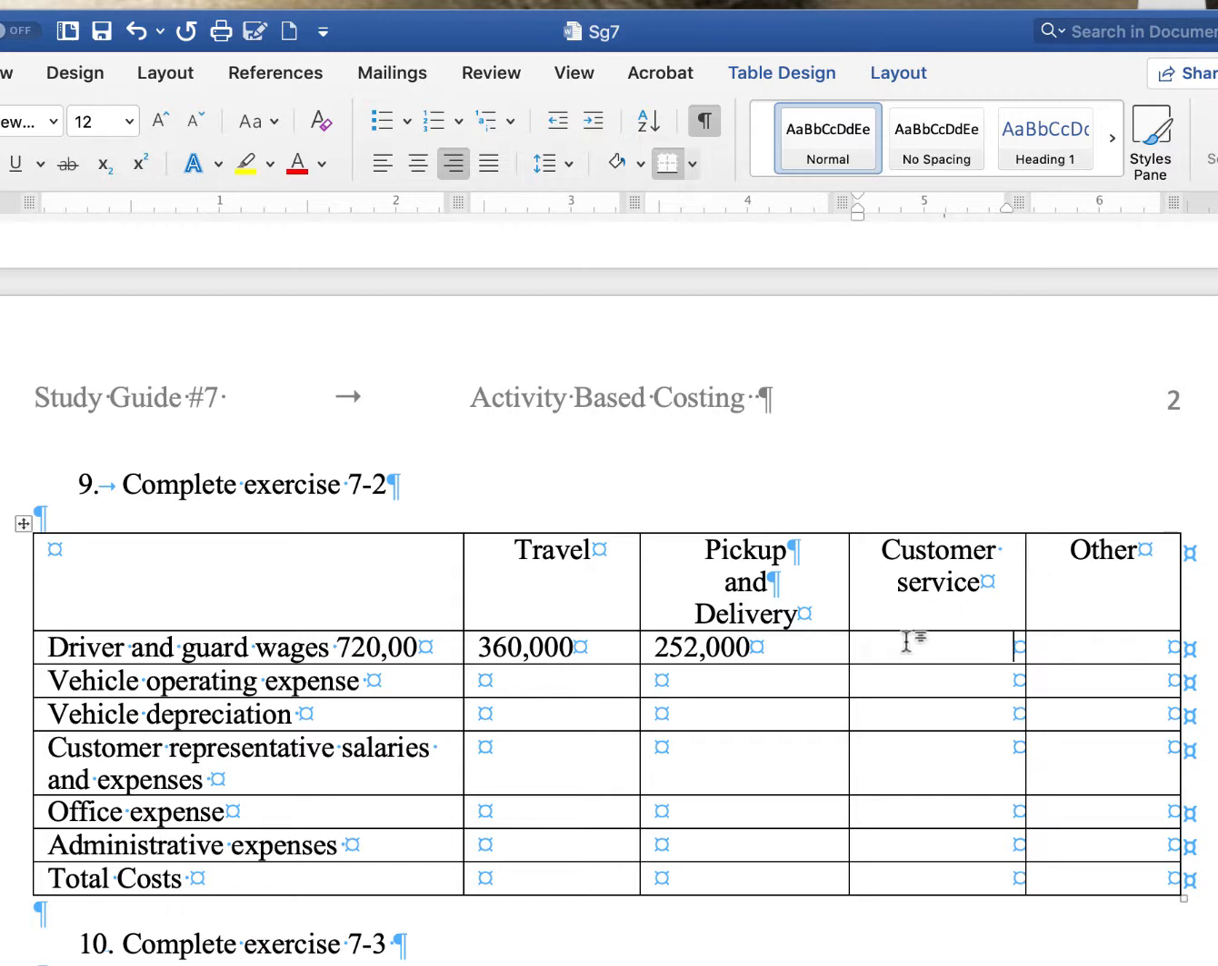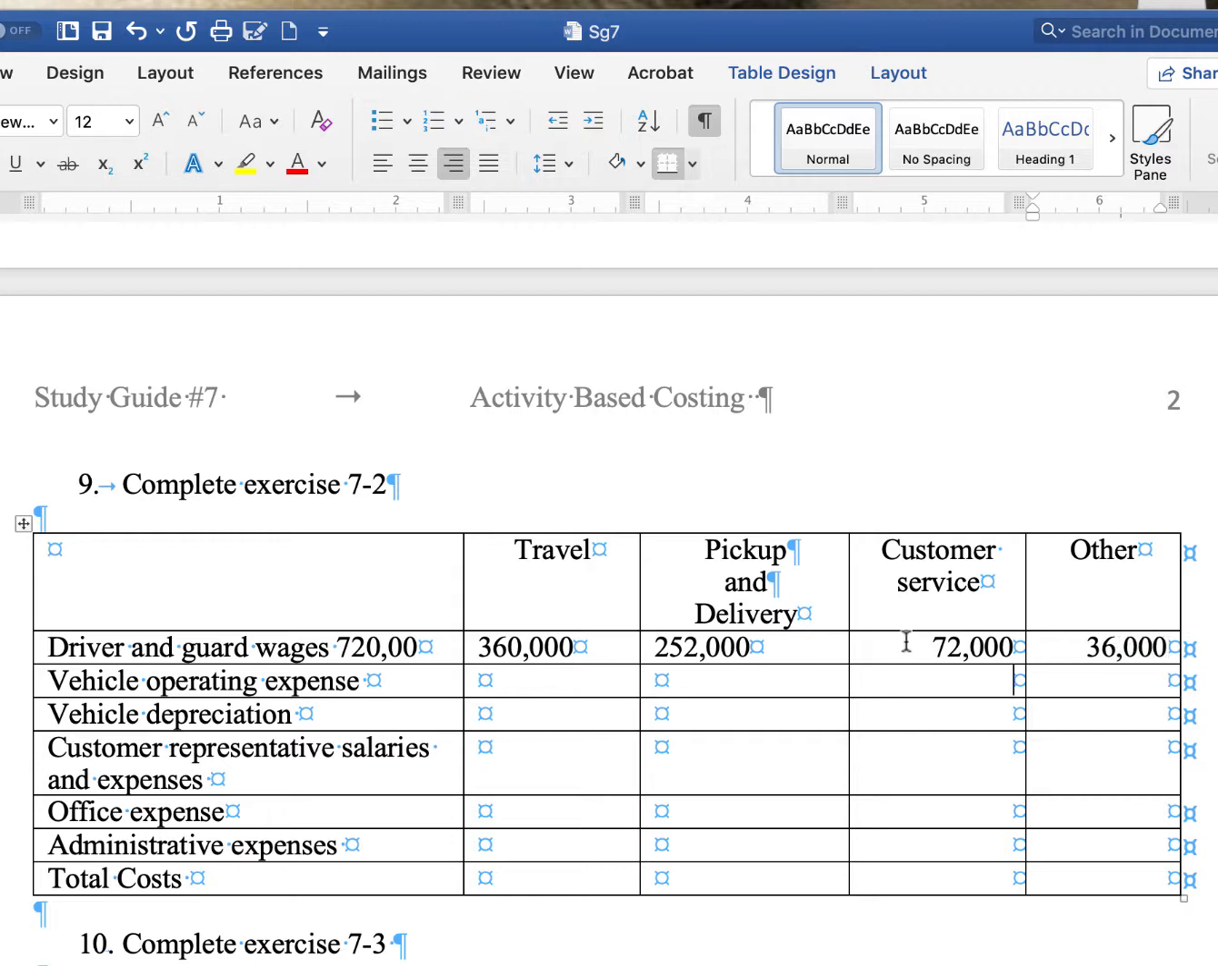The activity cost pool of customer service consumes 10% of the driver and guard wages. Well, 10% of 720,000 is 72,000. And then we have this other, 5%. This non-sustainable activities category consumes 5% of driver and guard wages. So 5% times 720,000 is $36,000.